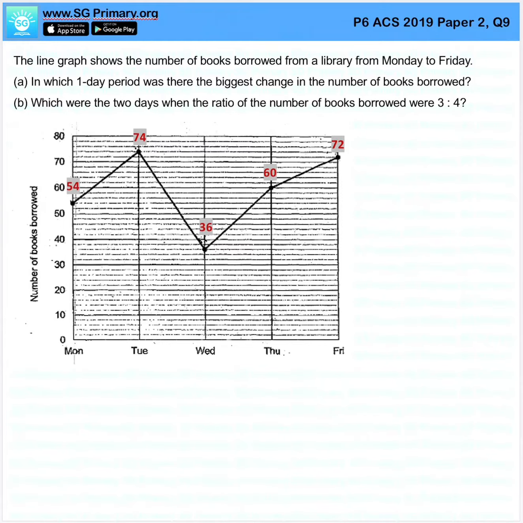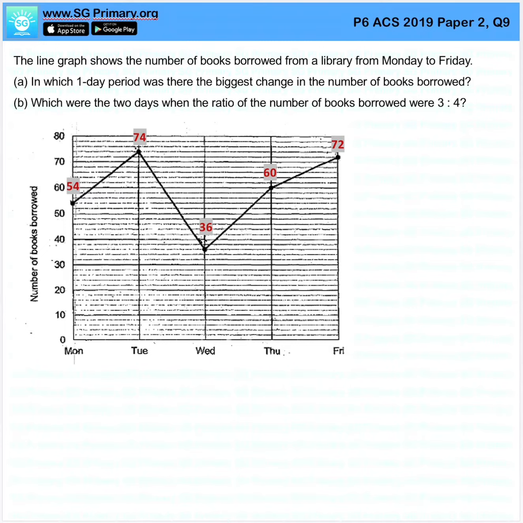Question 9. The line graph shows the number of books borrowed from a library from Monday to Friday. So the first thing we do whenever we read graphs is we label each. So Monday is 54, Tuesday is 74, Wednesday 36, Thursday 60, Friday 72. Now we move on to the question.